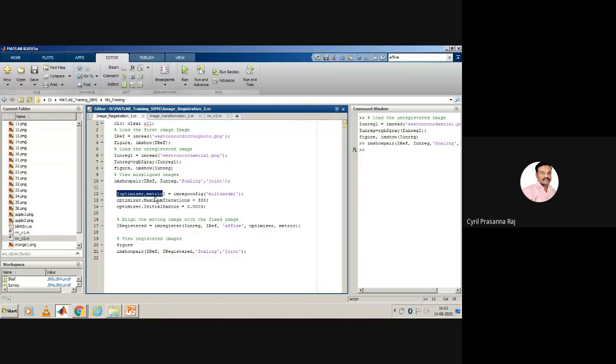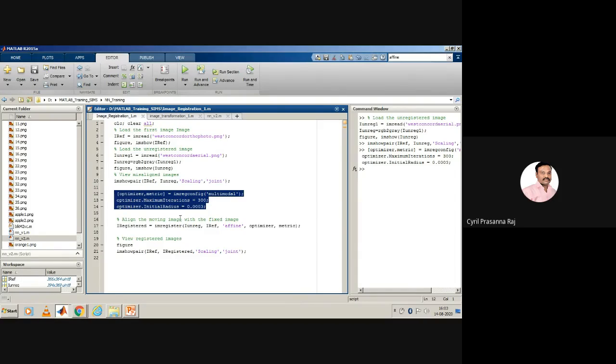So now this optimizer and metric, we are defining it using a function called image reconfig. By using this image reconfig and setting certain parameters for optimizer and your other things, we are telling that these are the settings that we are supposed to use for this function called IM register.